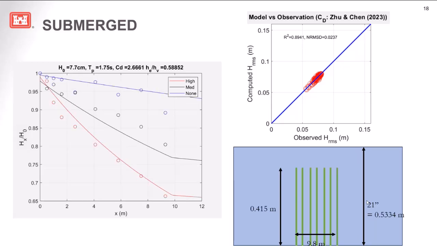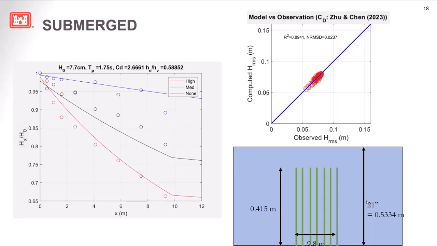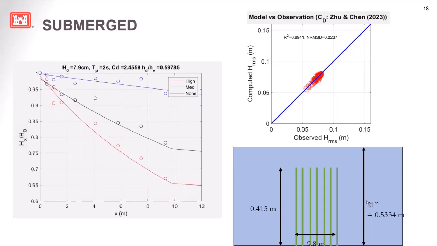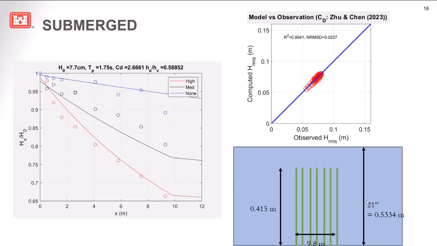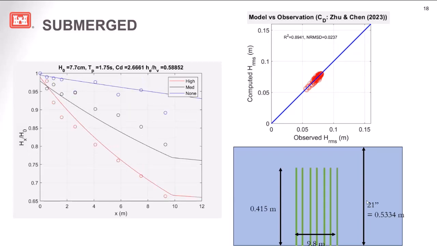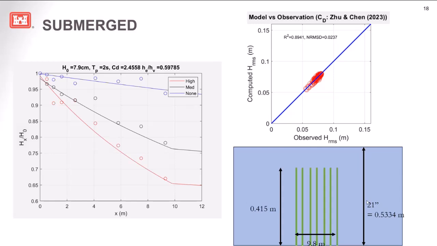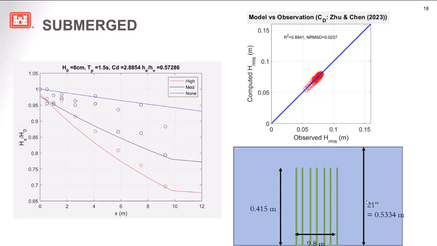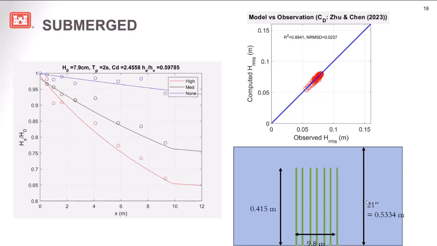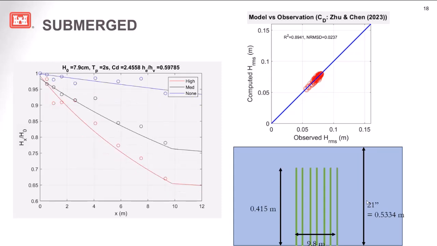So here are some fully submerged cases at a depth of 21 inches, and we're still getting fairly good model performance, just a lower R-squared value because the incident wave heights are very close together, and so it's really sensitive to any deviation in the values. But our normalized root mean square deviation is even smaller than in the 18-inch cases, so we're still getting pretty accurate predictions of wave height attenuation.